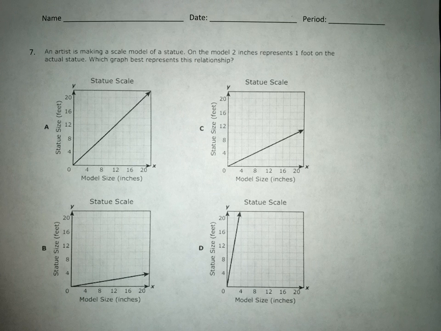Number 7. An artist is making a scale model of a statue. On the model, 2 inches represents 1 foot on the actual statue. Which graph best represents this relationship? Again, on the model, 2 inches represents 1 foot on the actual statue. Which graph best represents this relationship? Take a look at your 4 graphs and choose your selection.